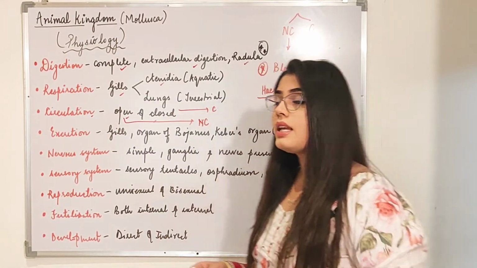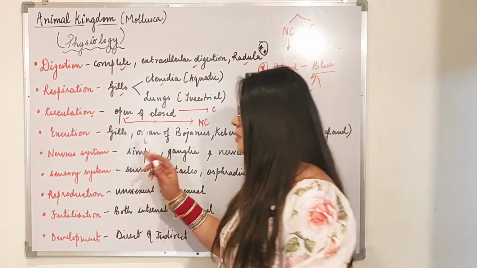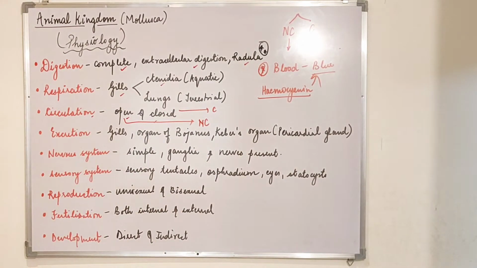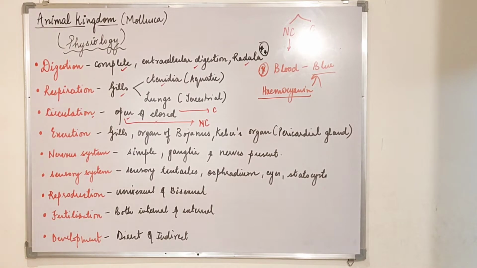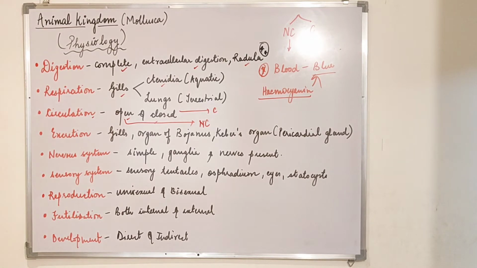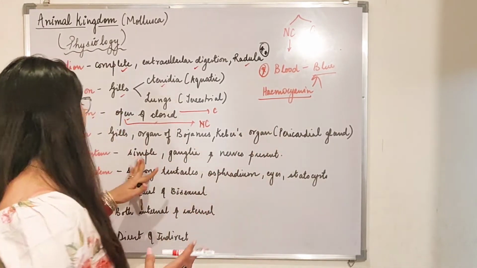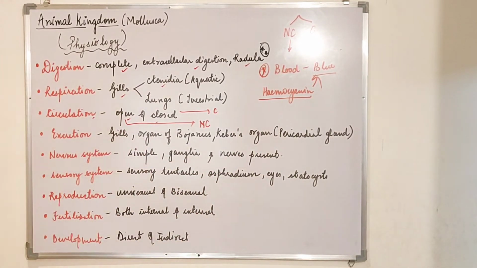What is the name of that gill? Ctenidia. The nervous system, beta, is again a very simple nervous system present in their body. They have a collection of cell bodies and ganglia, and the nerves come through it. Nerves and ganglia both are present and together make up a very simple nervous system.